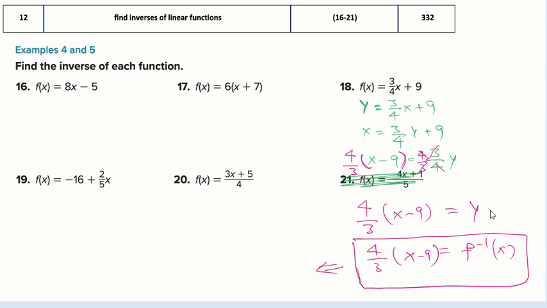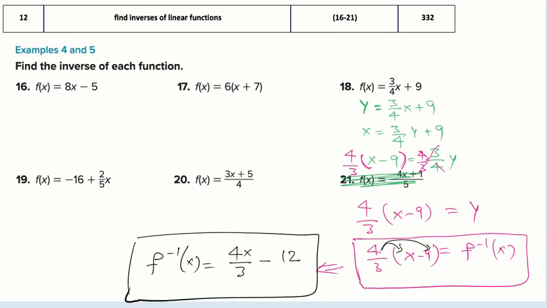You can multiply the outside number inside, but you have to multiply with both the number and the variable. So 4x over 3 minus 4 times 9 is 36. 36 over 3 will give you how much? 12. That's it. So let me just write again f inverse x.